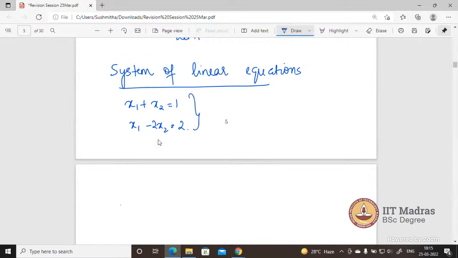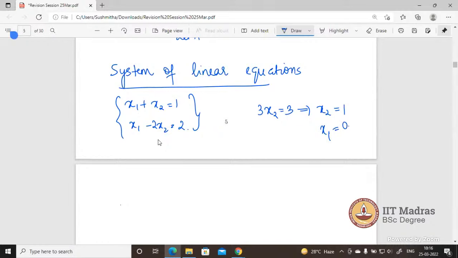So how do you solve in this case? Usually what we learnt in school? The algebraic method. Yes, subtract these two. Elimination, and then substitution. You eliminate and then you substitute. x2 is 1, so x1 is 0. So this is how we used to find the solution to the system of linear equations in school.